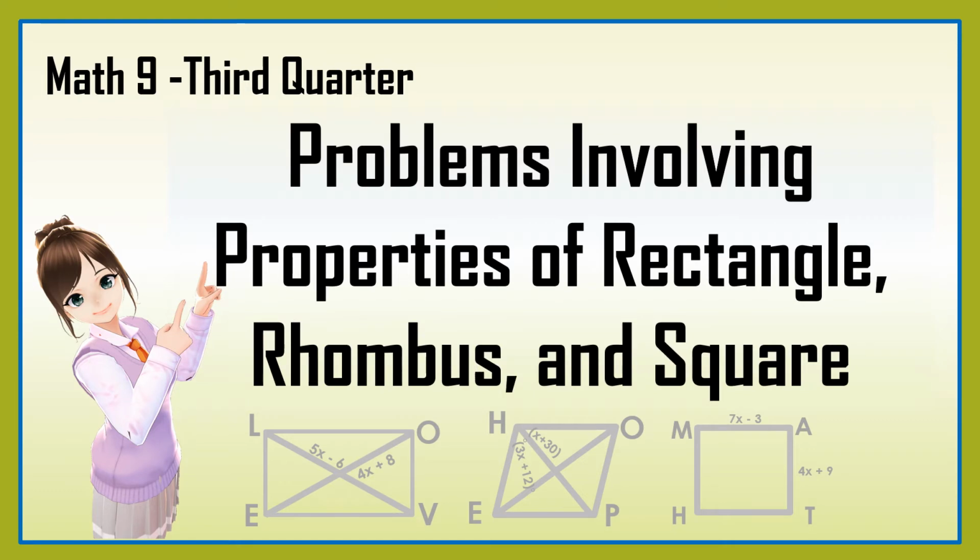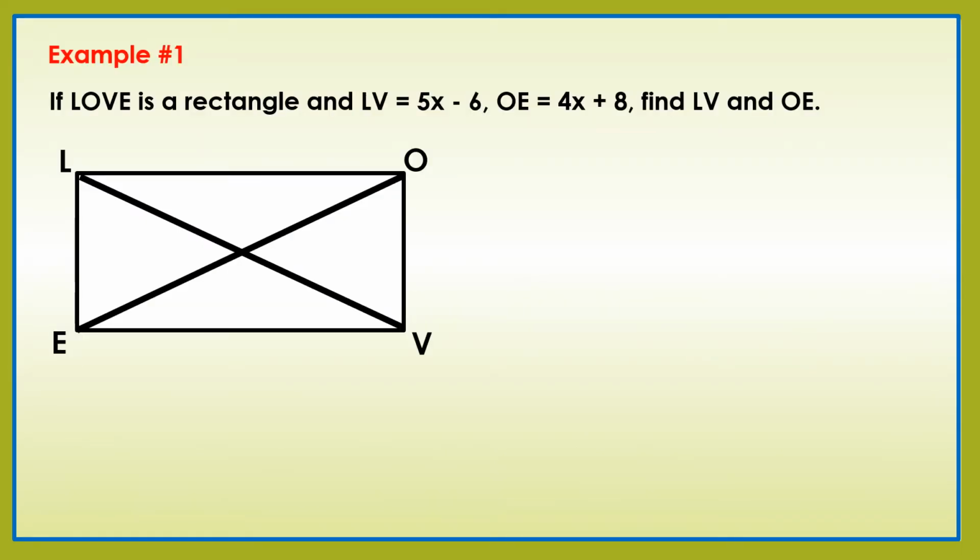This time, I'm going to teach you how to solve problems involving properties of rectangle, rhombus, and square. Example number 1. If LOVE is a rectangle and LV is equal to 5x minus 6, OE is equal to 4x plus 8, find LV and OE.